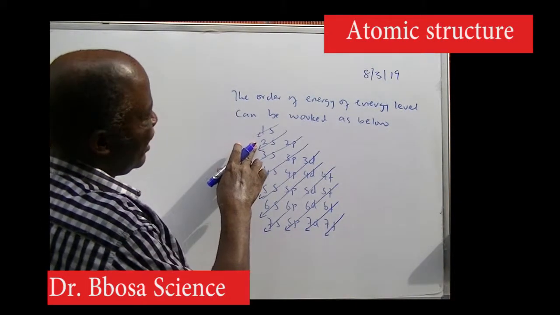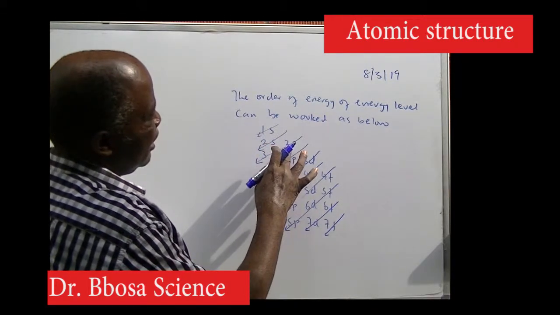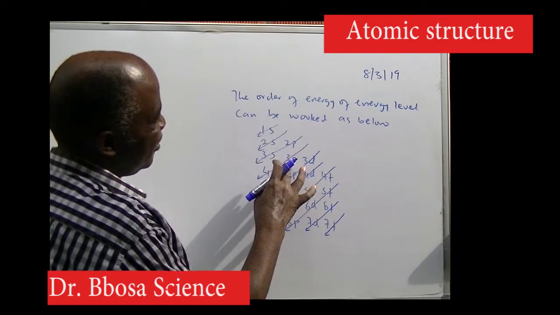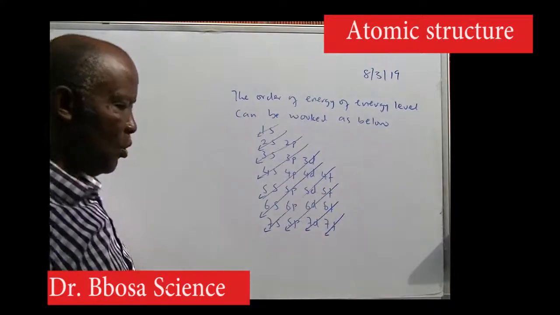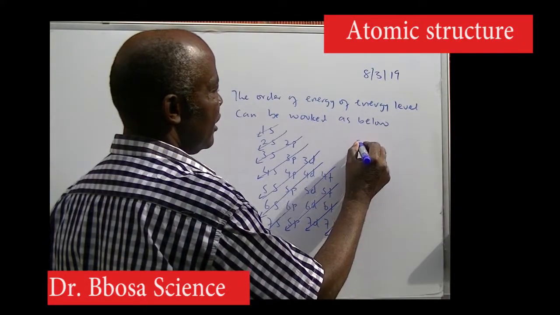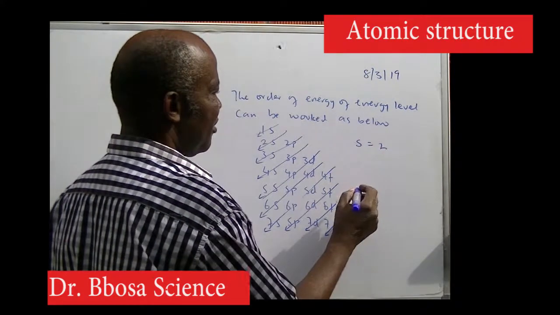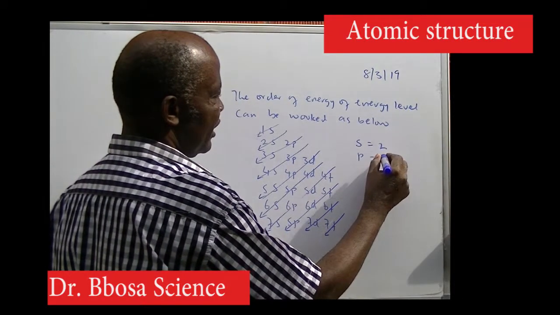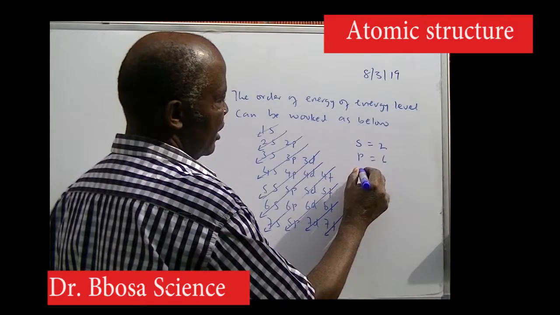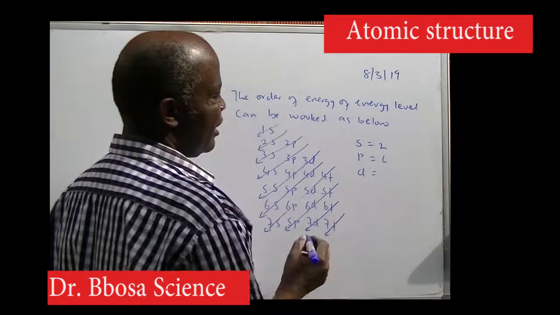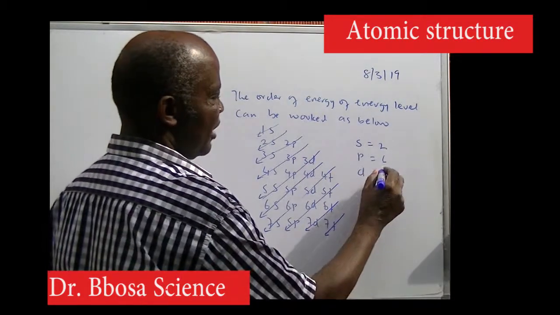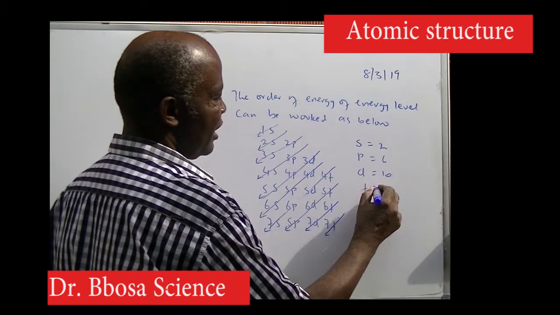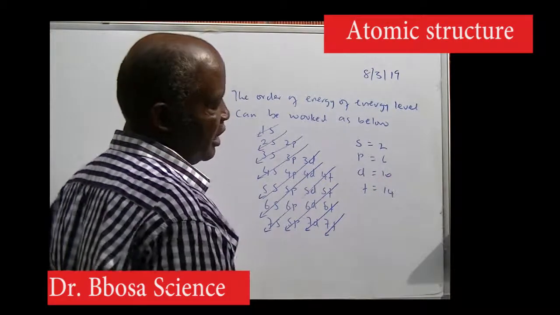So 1s has lower energy than 2s, than 2p, than 3s, than 3p, than 4s, and so on. S carries a maximum of 2 electrons. P carries a maximum of 6 electrons. D carries a maximum of 10 electrons, and F carries a maximum of 14 electrons.